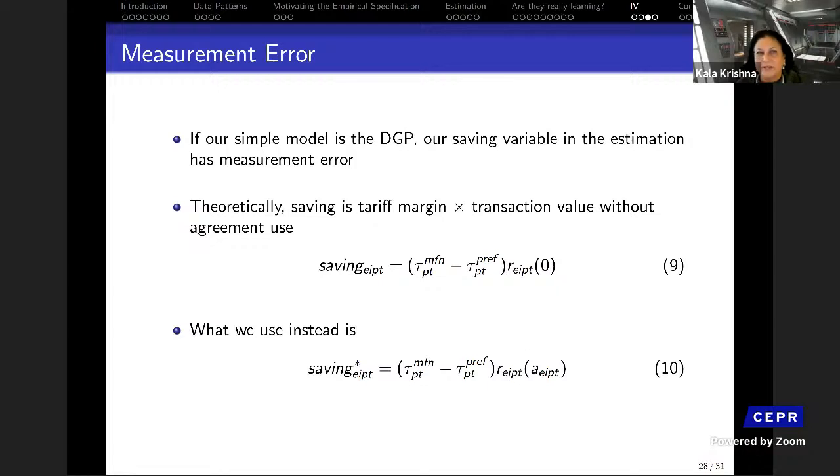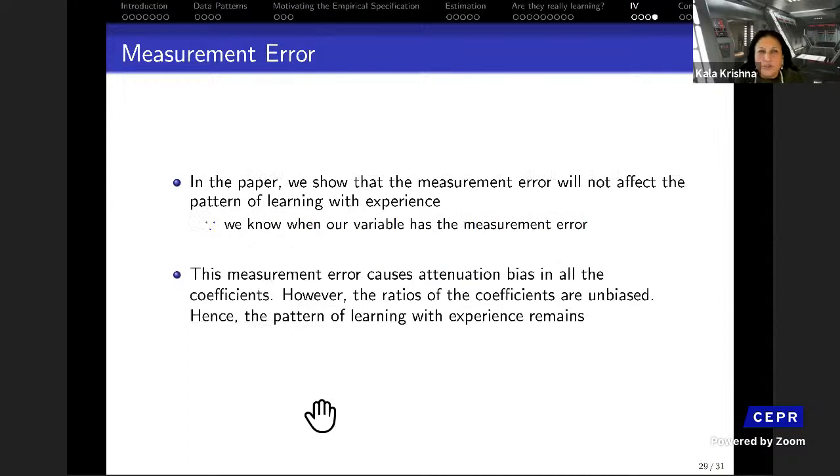So if you think this measurement error is a big deal, don't look at those estimate levels, look at the estimates relative to one of the estimates. And that's going to show you that the pattern that we've been plugging in throughout is still there. So we were quite happy that we could actually show what this measurement bias would result in and show that, despite this, we could still interpret the coefficients the way that we are. So, we show that this attenuation bias is there, but the pattern of learning with experience that we've been pushing is there.